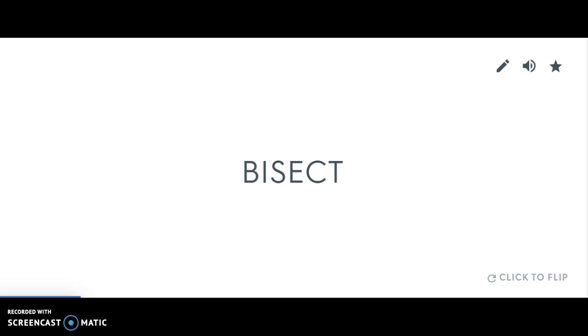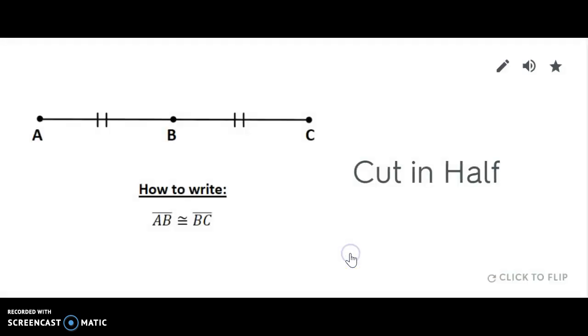should be familiar with. You should be familiar with dissect, and when you dissect something, you're cutting it up. And then the front of the word, bi, think about bicycles. Bicycles have two wheels, okay? And so bisect is when you cut something in half. So you cut it in half.